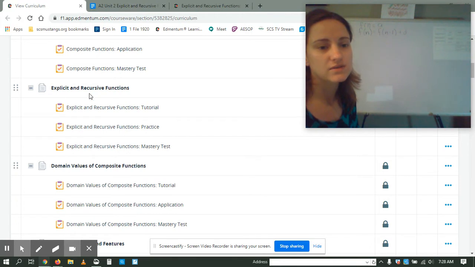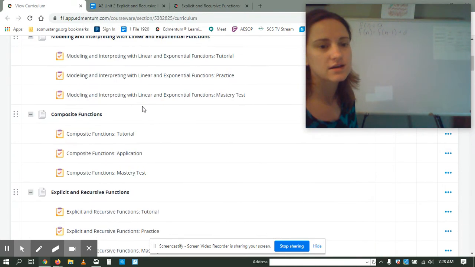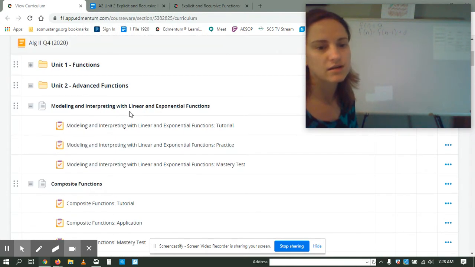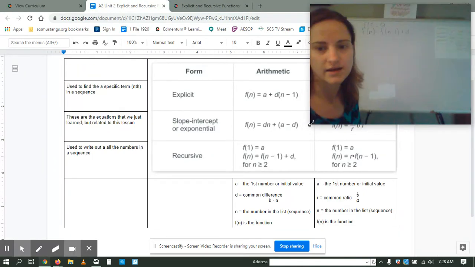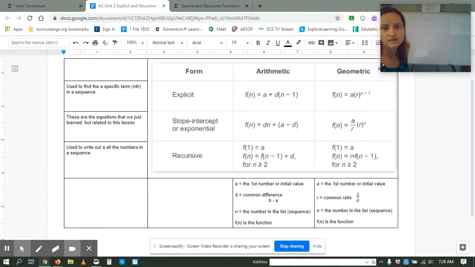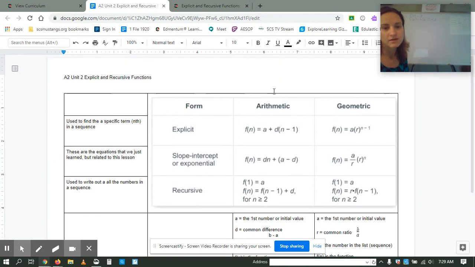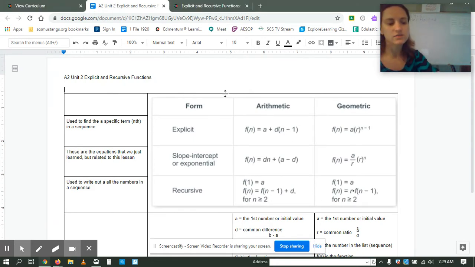The problems that I'm going to be working with you from are from the practice set. So looking at explicit and recursive functions, it carries on from the lesson where we talked about modeling and interpreting linear and exponential functions. Here's a chart that I have summarizing everything that's worked with in that lesson. When we're working with either arithmetic or geometric, arithmetic is going to be our linear equations. So these are all those line things that we were doing, and these are all our exponential.